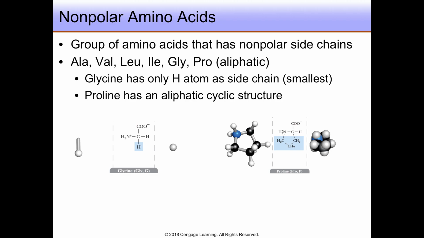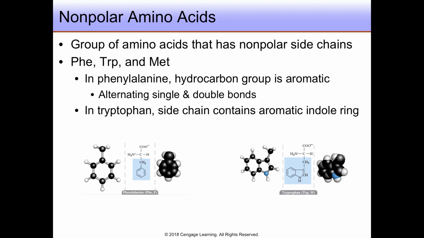Glycine and proline are also aliphatic and therefore nonpolar. We saw in our last lesson that these are unique for different reasons. Glycine is the smallest of our amino acids and achiral since it doesn't really have a side chain, just a hydrogen atom. Proline has an aliphatic cyclic structure and is our only cyclic amino acid.